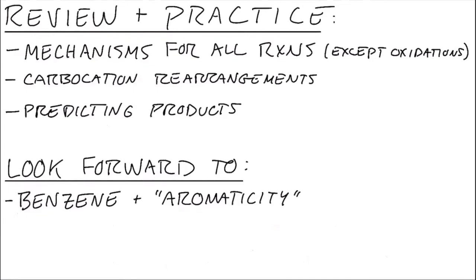You should know the mechanisms for all of these reactions except for the oxidations, of course, which we didn't even show you, so don't worry about those. You just need to know those in a PTP kind of style of question. Make sure you're feeling comfortable with doing those carbocation rearrangements in any case where you're doing an SN1 or E1 type mechanism, and that you're feeling comfortable with practicing predicting these products, right? So analyzing the reactant that you're given, analyzing what's above and below the arrow to get an idea for what's going to react with what, and then that will help you predict the product.